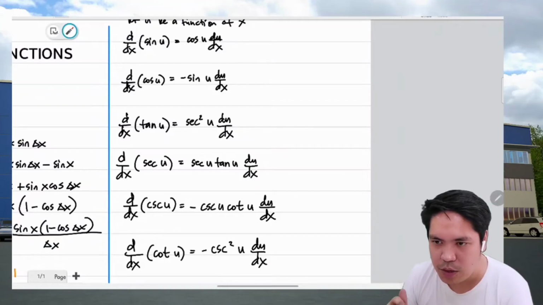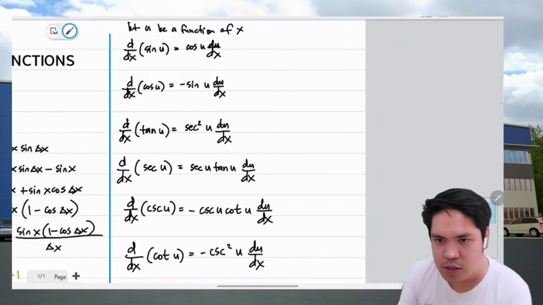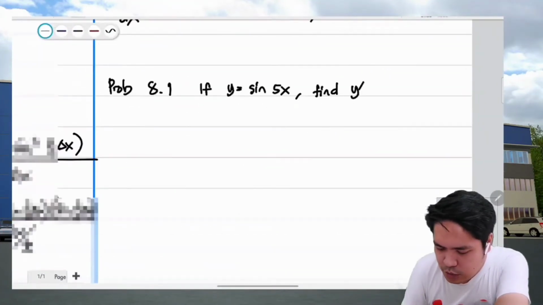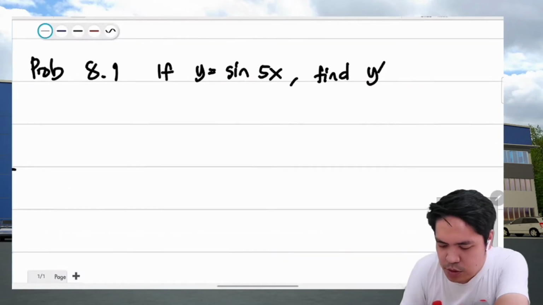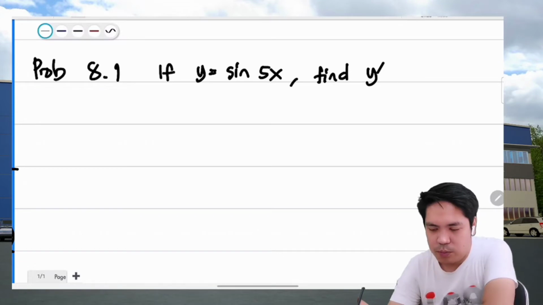You can use any mnemonics you have in mind as long as you memorize these formulas. Okay, let's start solving some problems. So, problem 8.1. If y is equal to sine 5x, find y prime.